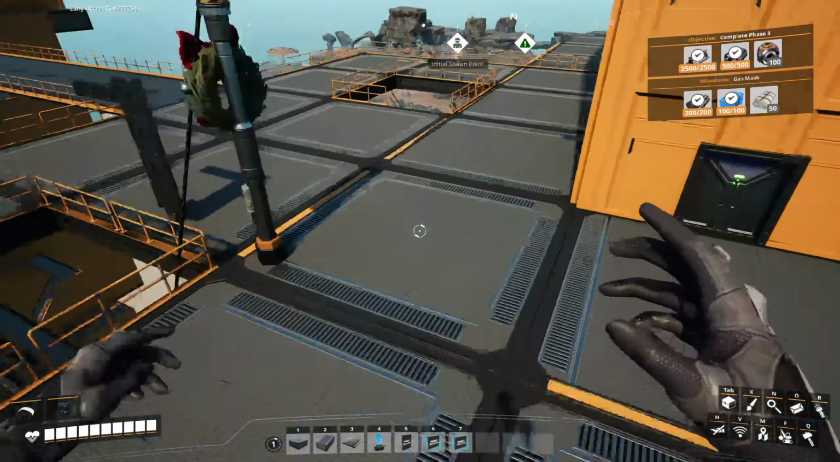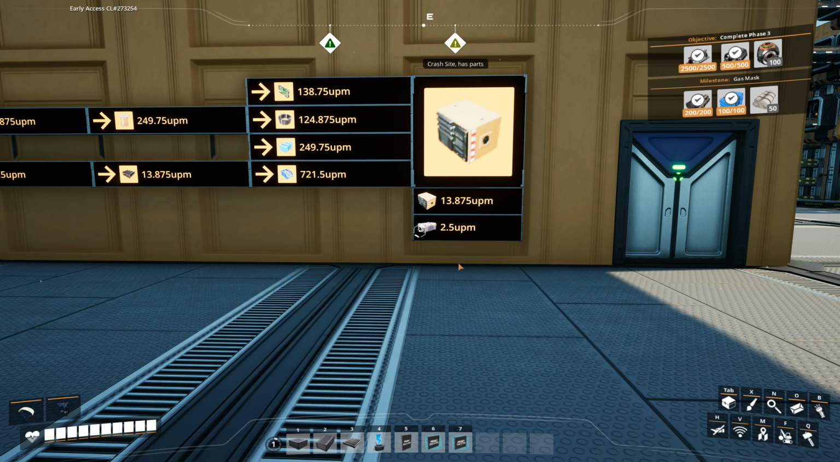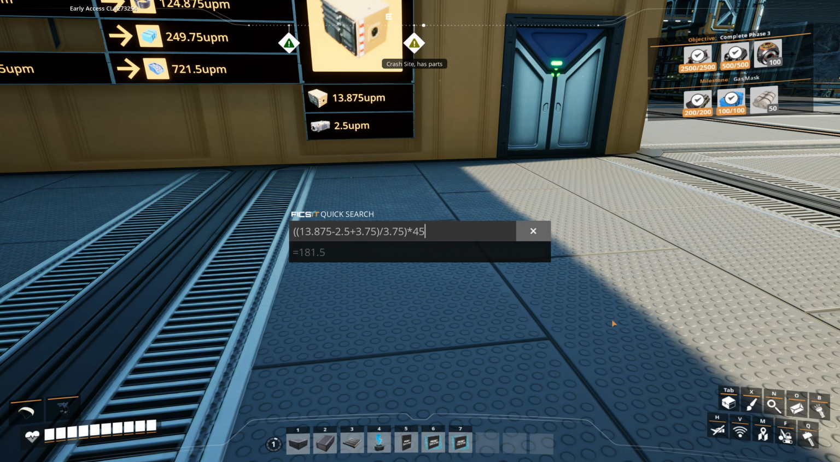Right, we've got multiple resources noted down on the computer. Have it down as 249.75 plastic, which is the default recipe. And we get 30.875 minus 2.5 plus 3. Where's it gone there? 3.75. Divided by 3.75 times 45, 181.5 rubber. And that is what is written down.